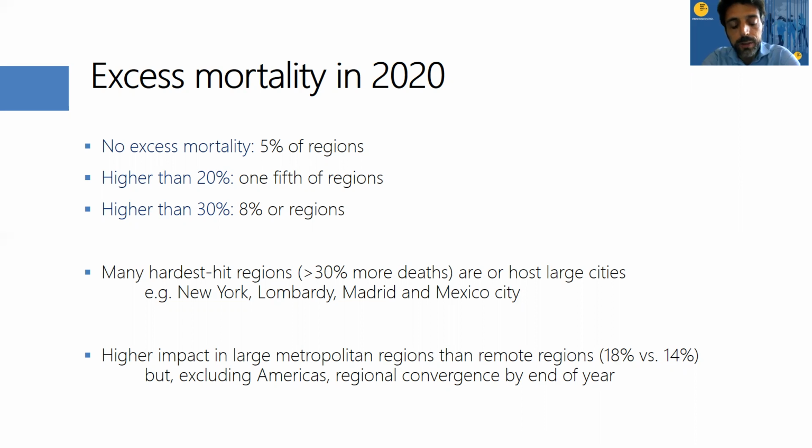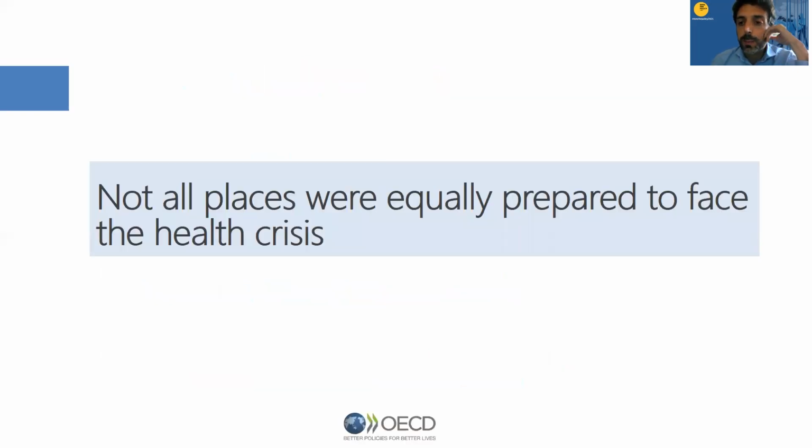There was a higher health impact in large metropolitan regions than in more low density and remote regions. Now, that being said, we look at what were the conditions of regions before the pandemic, before the shock and at the start of the pandemic. Not all places were equally prepared to face the health crisis.